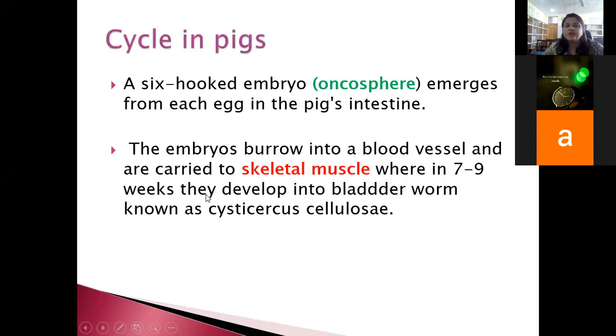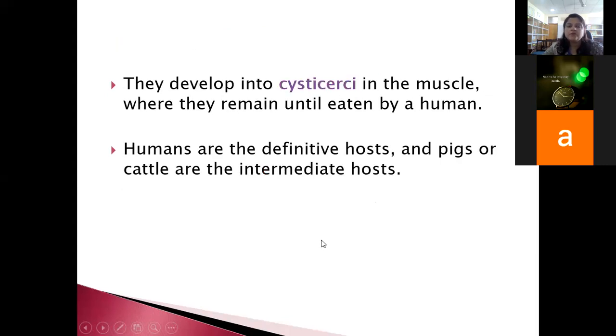The cycle in the pigs usually occurs when the 6-hooked embryo emerges from each egg into the pig's intestine. The embryo burrows into a blood vessel and is carried to the skeletal muscle, where in 7 to 9 weeks they develop into the bladder worm called Cysticercus cellulosae. They develop into cysticerci in the muscle, where they remain until eaten by humans. The humans are the definitive hosts, and pigs or cattle are the intermediate hosts.